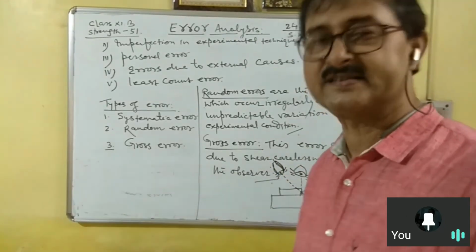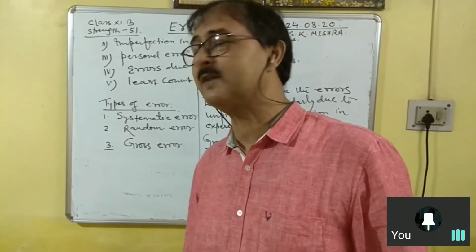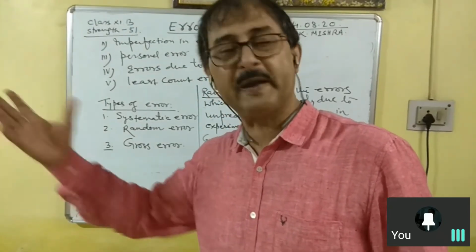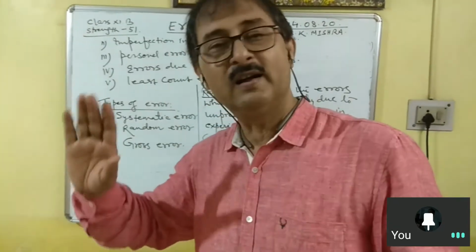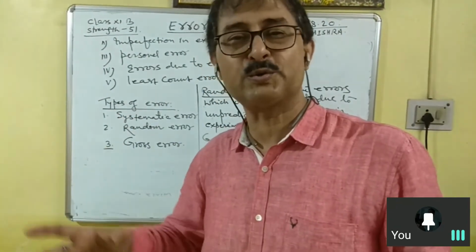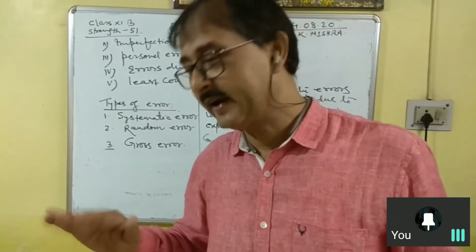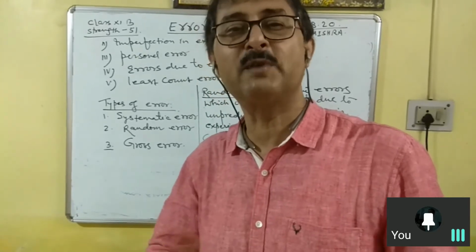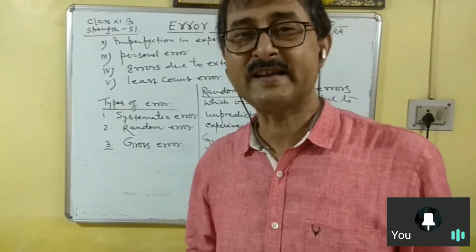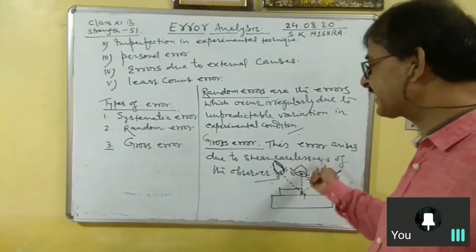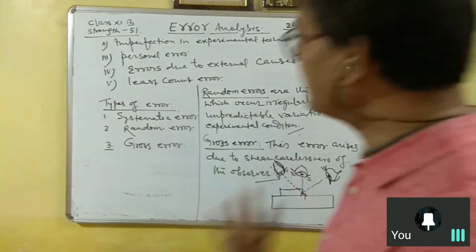That student is keeping himself or herself busy gossiping. Meanwhile current is going on, and because of the flow of current through the resistance, it gets heated and the resistance changes. The next time you take the reading, it will be different. So that becomes an error. Why does this error arise? Because of your sheer carelessness. That is called gross error. So this is a type of error.